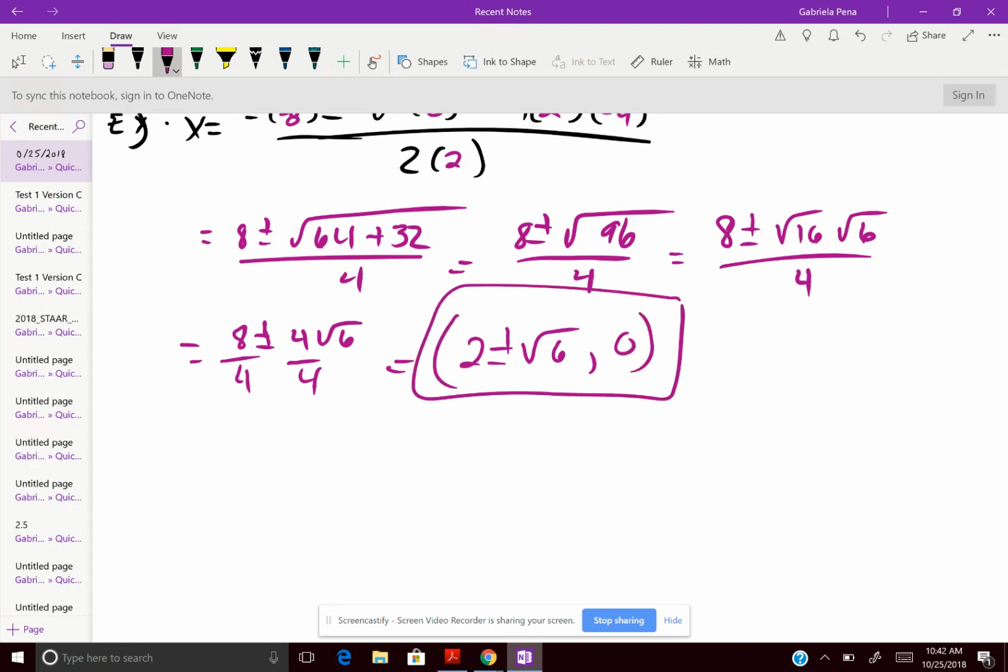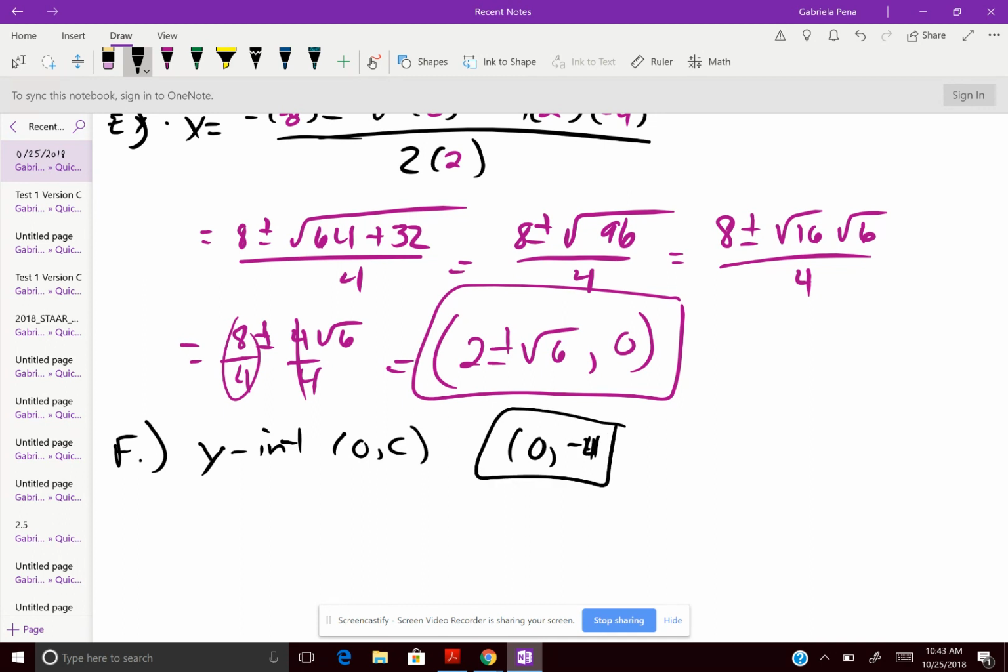Wait, is it not over 4? It reduces because this becomes 2 and then this cancels. 6, that cancels. The square root of 6 isn't over. No. And then the easiest one, your y intercept, what is it? 0, -4. Wait, why isn't the square root of 6 over? Because this is being multiplied. So it's the whole thing over 4, the 4 is reduced. That's it.